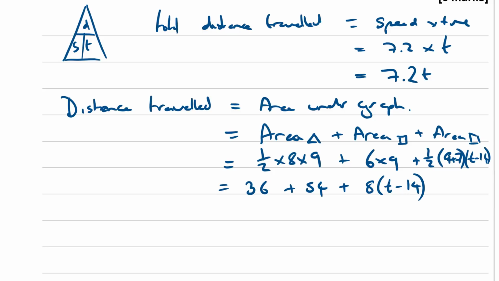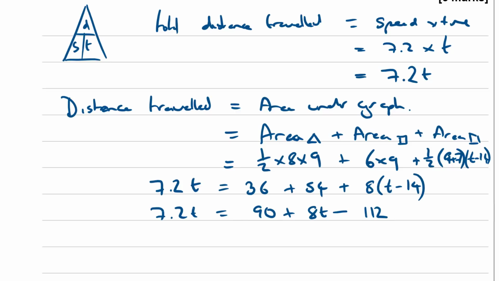And we know that that is the same thing as 7.2t. So you'll see we've got an equation in t, which we can now solve. So let's do that. 7.2t is equal to, well, 36 and 54 adds up to 90. Then removing the brackets over here, I'm going to get 8t minus 8 lots of 14. What's that? 80 and 32, so 112.